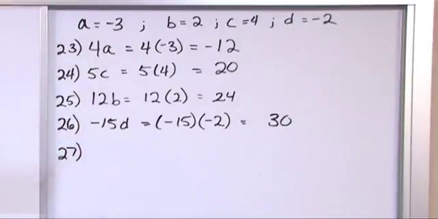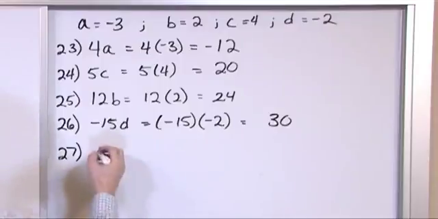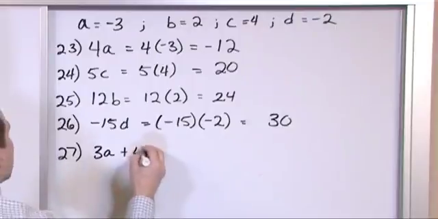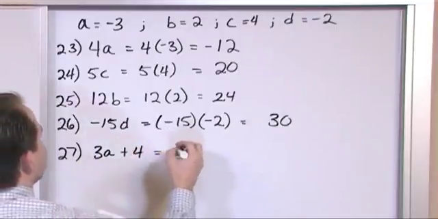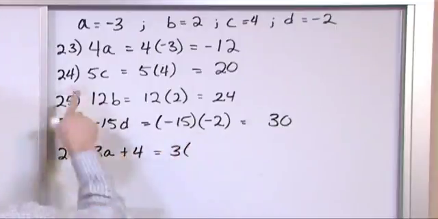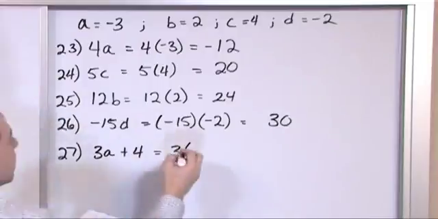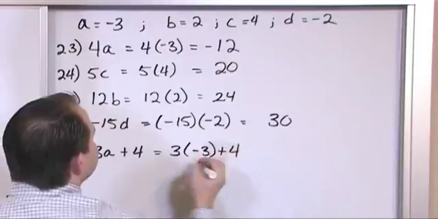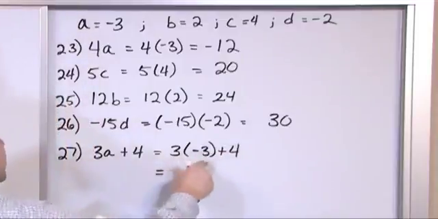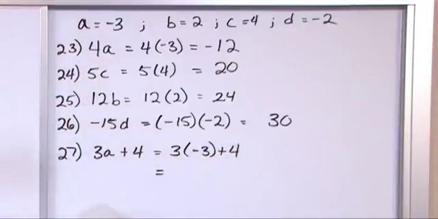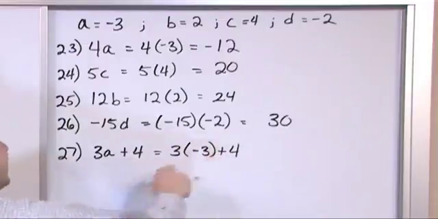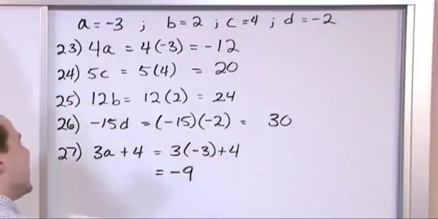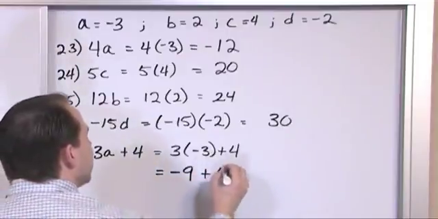27. All right, 27. Let's say we had 3a plus 4. So what we're going to have is 3 times a, which is negative 3, plus 4. So what we need to do is work on the multiplication first, because remember, multiplication always comes before addition or subtraction when they're on the same level. 3 times 3 is 9, but the signs are negative, so it's negative 9 plus 4.